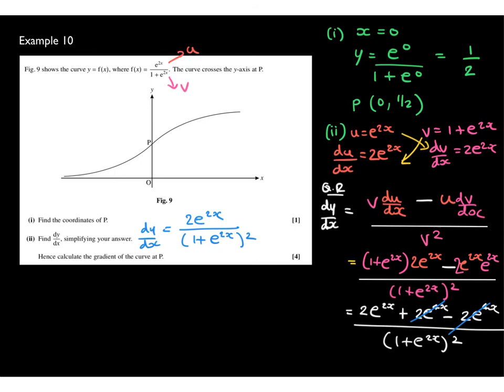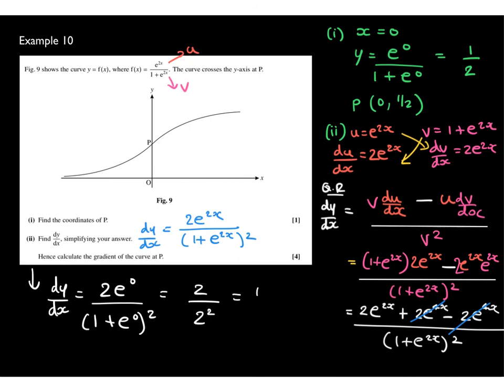Now, hence find the gradient of the curve at P. So at P we know x is equal to 0, so dy by dx is then equal to 2e to the 0 over 1 plus e to the 0 squared, so that is 2 over 2 squared, which gives us a half, and that's the gradient at P.